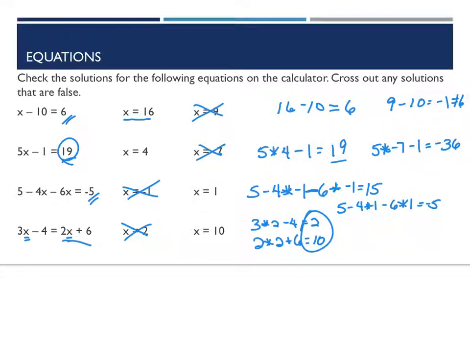If I do the 10, 3 times 10 minus 4 is 26. Remember, on your calculator, I'm not doing this in my head, I'm pushing buttons. The second half, 2 times 10 plus 6 also equals 26. Again, I don't care what this number is over here. What tells me it's correct is that both sides match. So x equals 10 is a solution.